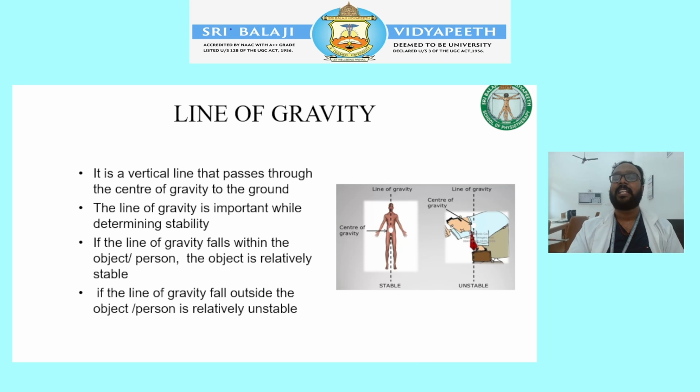Line of gravity. Line of gravity is an imaginary vertical line that passes through the center of gravity. The line of gravity is important to determine whether the body is in a stable or unstable position. If the line of gravity lies within the object or a person, then the object or person is said to be stable. When the line of gravity lies away from the object or person, then the object or person is said to be unstable.